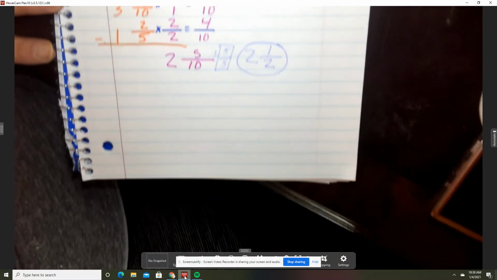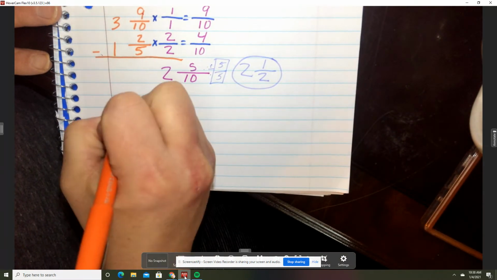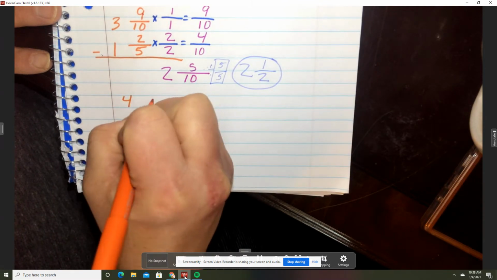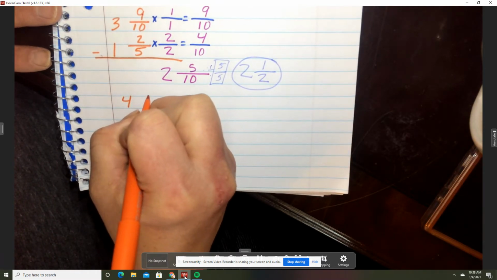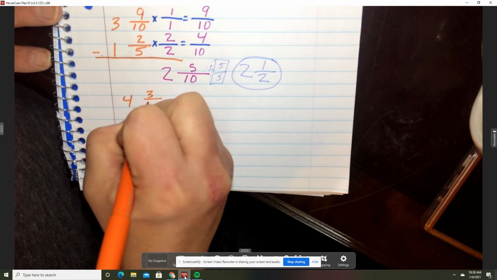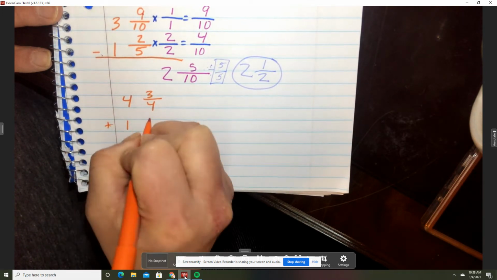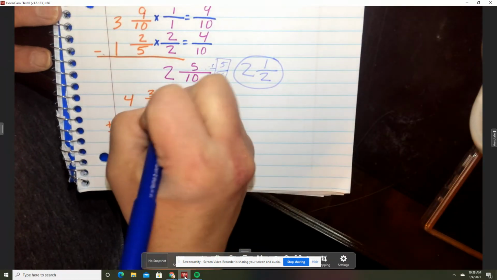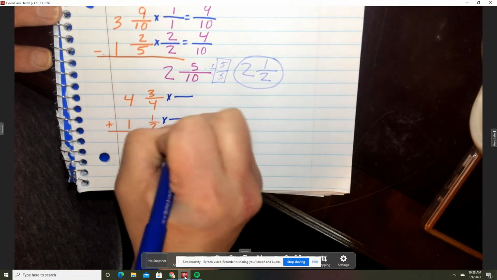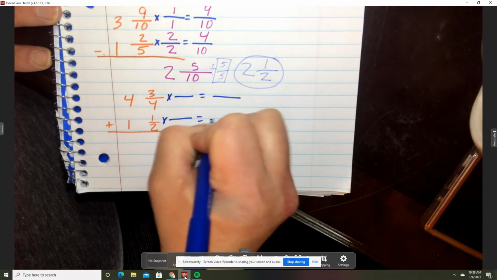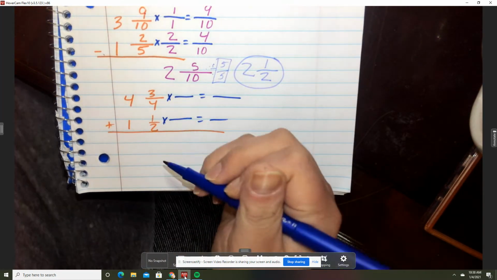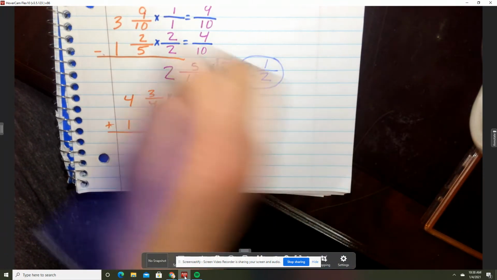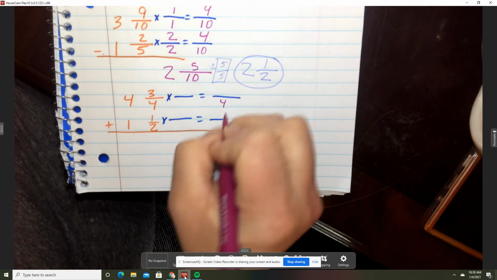Let's do 4 and 3/4 plus 1.5. Okay. Looking at 2 and 4, what would be a common denominator? Well, 2 can go into 4, so you would use 4 as the common denominator.